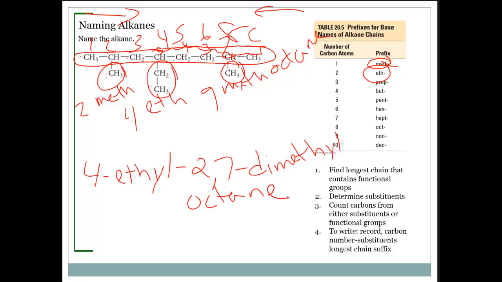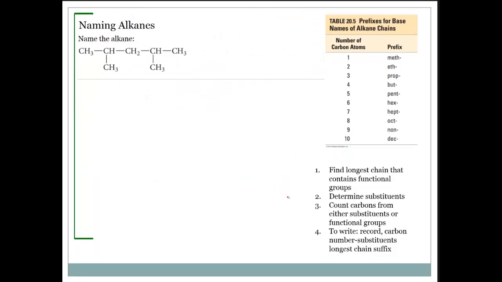We're going to try one more. First thing, find the longest chain. 1, 2, 3, 4, 5. 5 is pent. All single bonds, so it's going to be pentane. I have a substituent here and a substituent here. The word substituent comes from substitute. We've substituted a hydrogen for something else. That's how you remember that word. So meth, because it's 1.